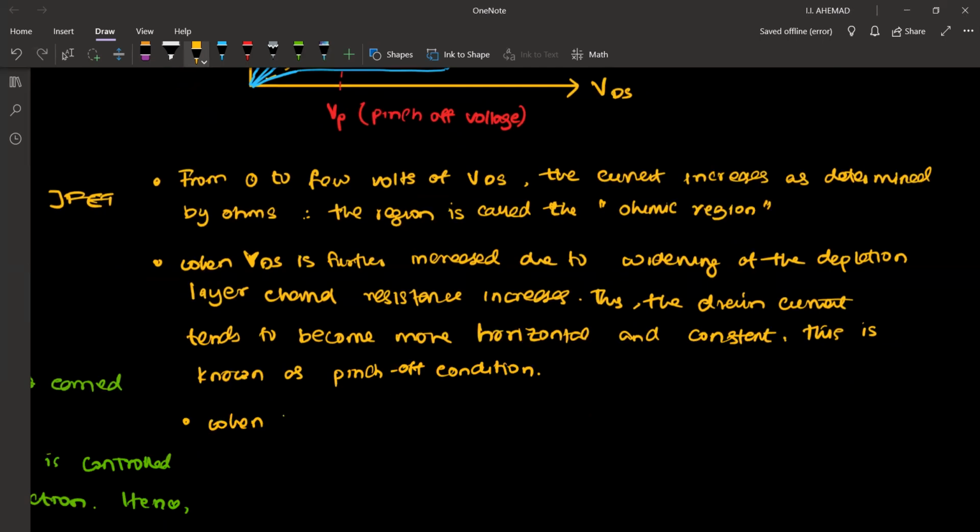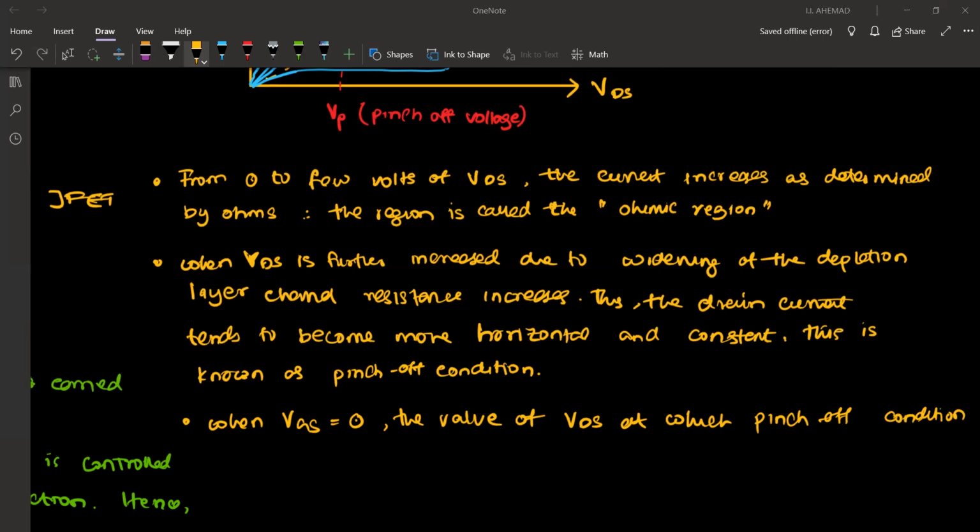When Vgs is equal to 0, the value of VDS at which pinch off condition is attained is known as pinch off voltage, VP.